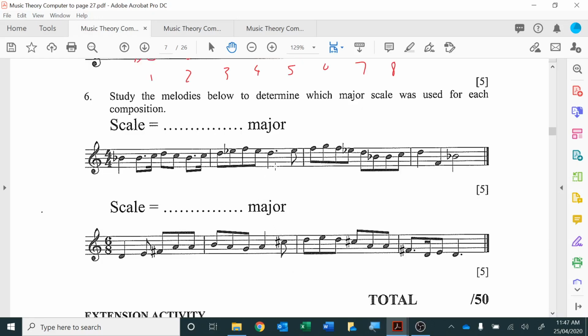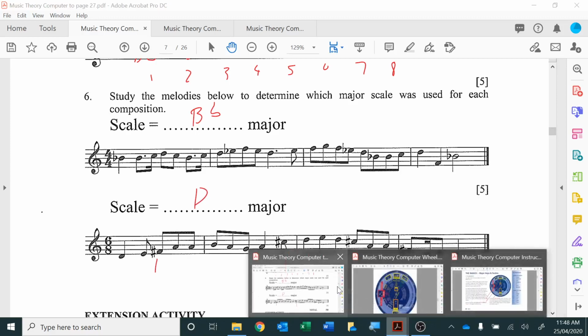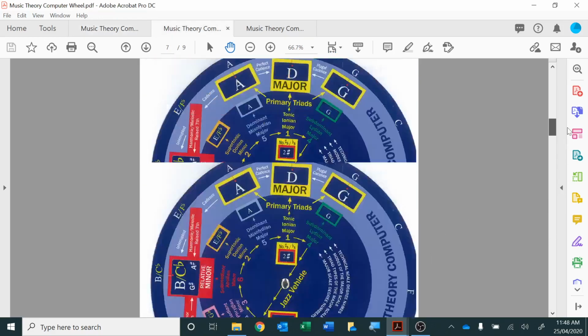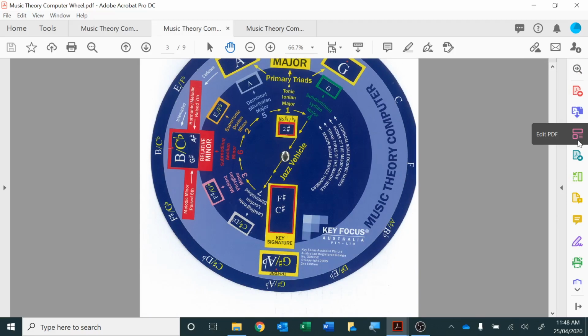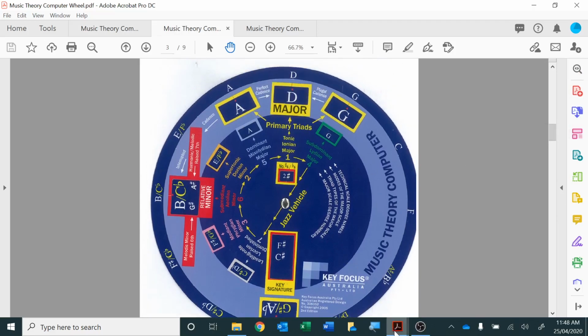Once you get used to it, you know the 2 flats, the second last flat, in this case B flat, is the scale. So B flat. Next scale, 1 sharp there, 1 sharp there, no other sharps, so 2 sharps. Last sharp, F sharp and C sharp, a semitone above that last sharp is the tonic, so it's D. Or go to your music theory computer, check out 2 sharps, 0, 1, 2, there it is there, and it's D major.